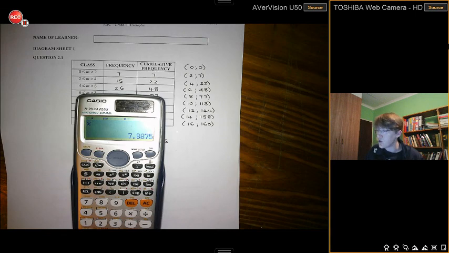So that's pretty much the techniques and the skills you have to have for your grade 11 stats.